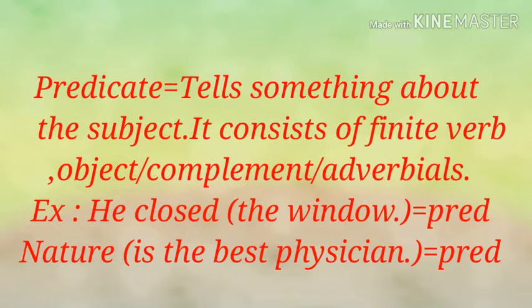She broke the window. Here also she is the subject. So what did she do? She broke the window. So it tells something about the subject. Clear? Now you are clear with both the concepts of subject and predicate.